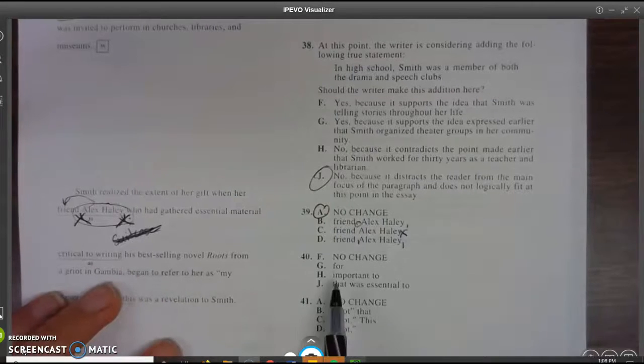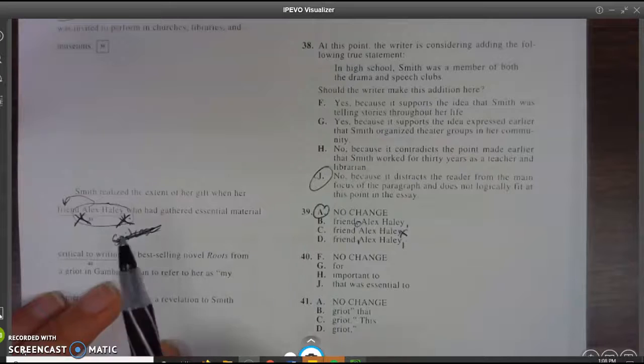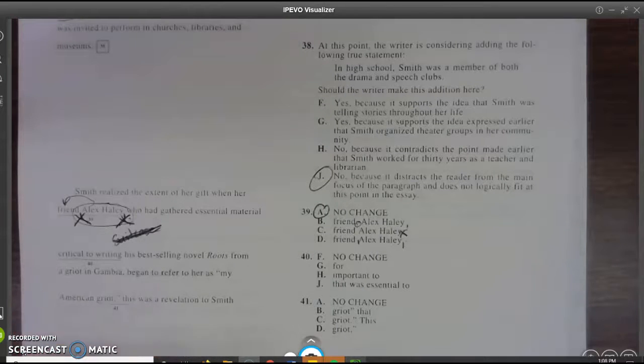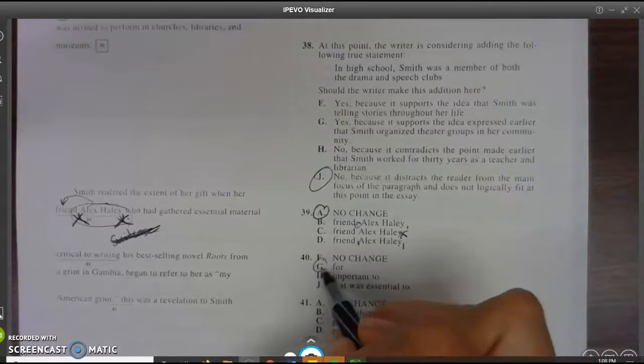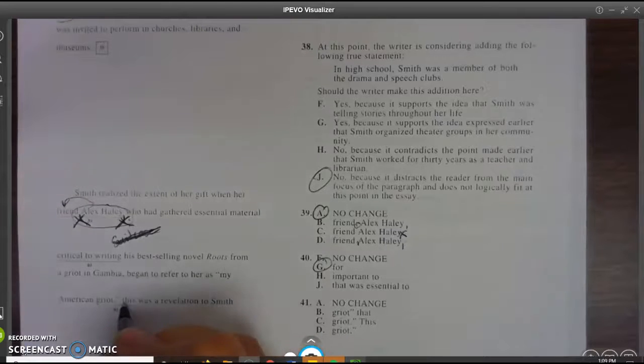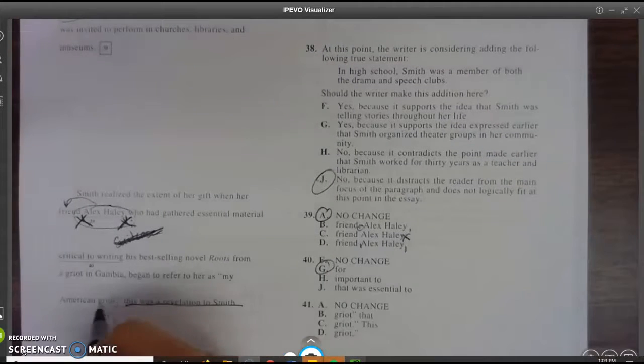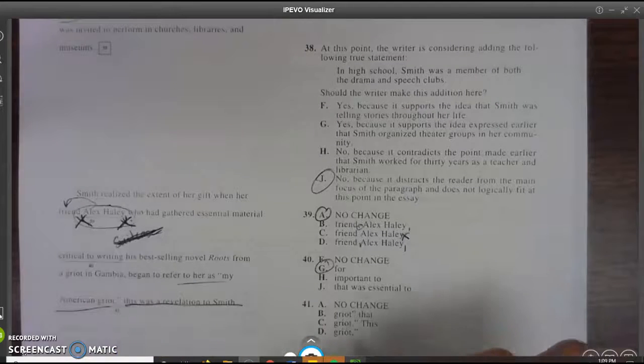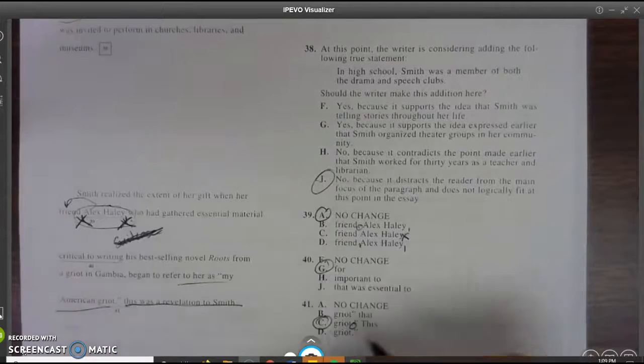Okay, critical to writing. 40, gathered essential material 4. This goes back to less is more. 4 is the shortest one. 41, My American Griot. This was a revelation to Smith. This is a clause that can stand by itself as well as this. So therefore, we need that period.